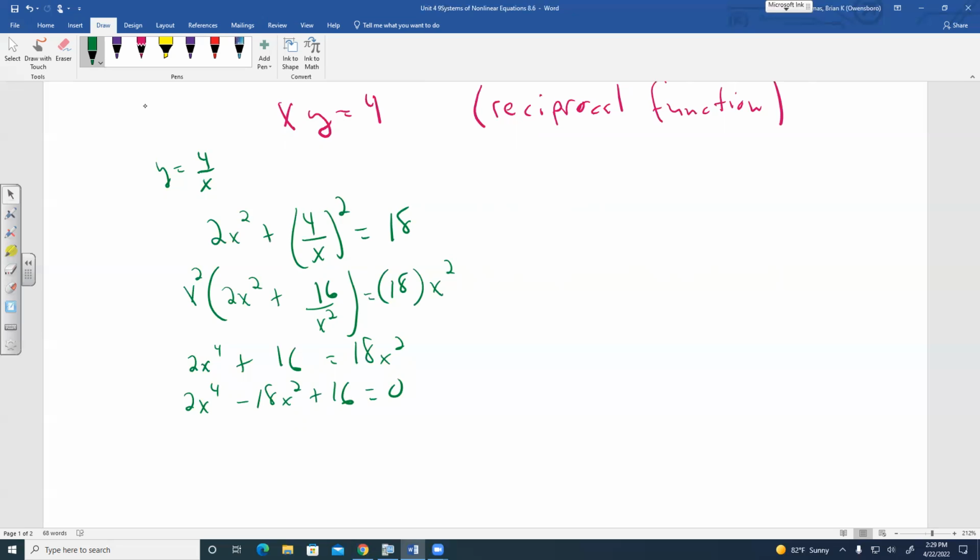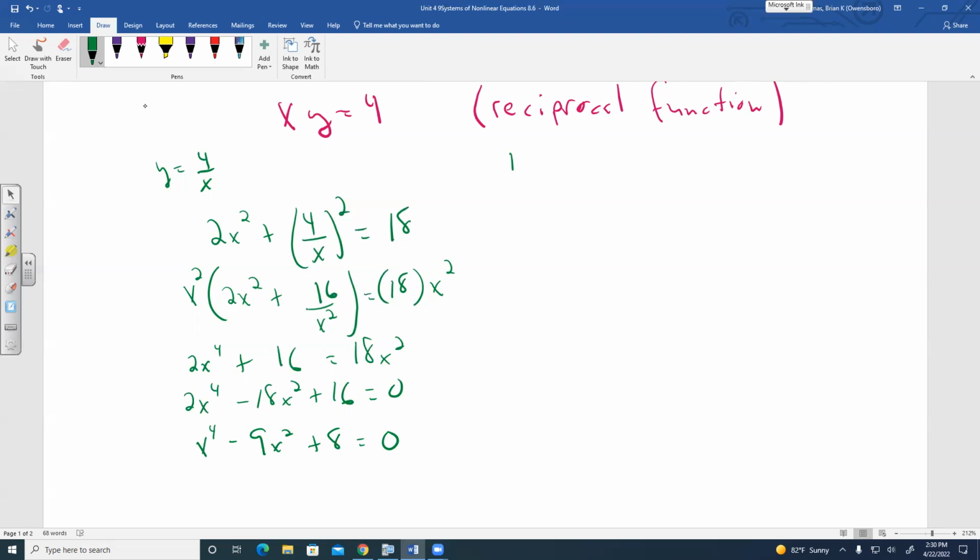One thing I also can pick up on is each of these terms is even, so I can divide each one of those terms by 2. So this turns into x to the 4th minus 9x squared, and 16 divided by 2 would be plus 8, equals 0.